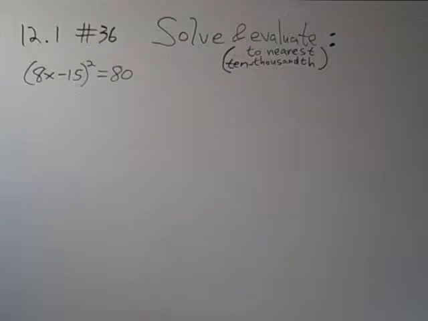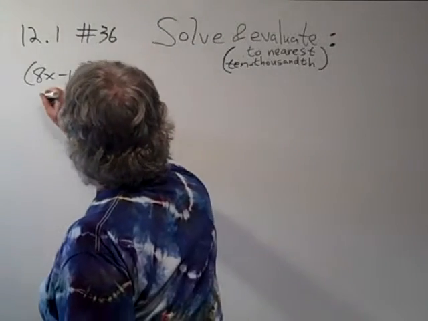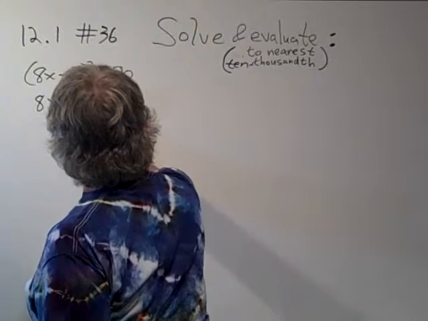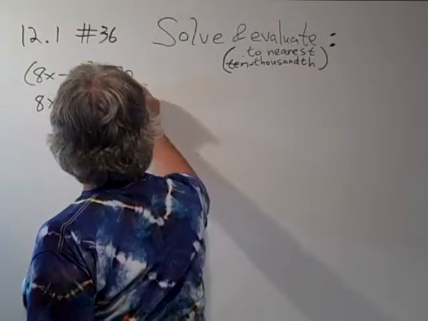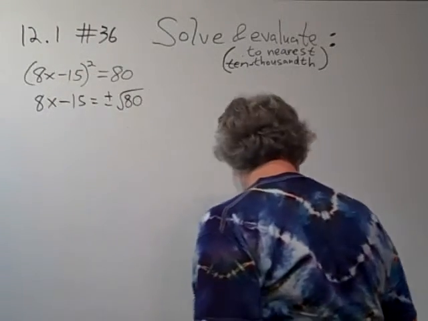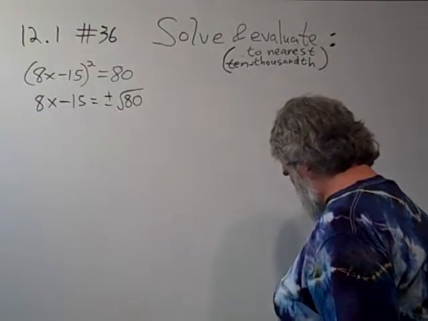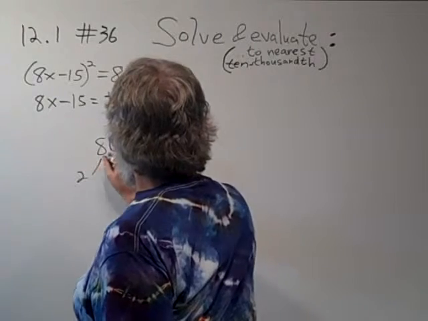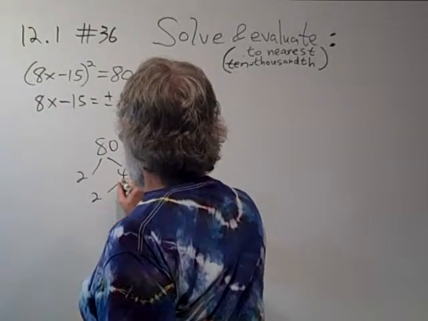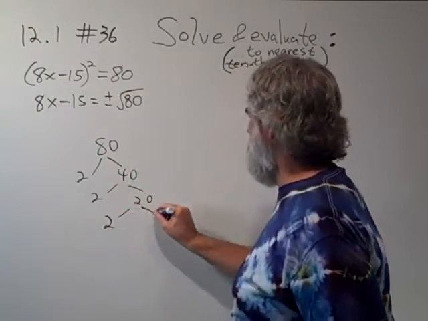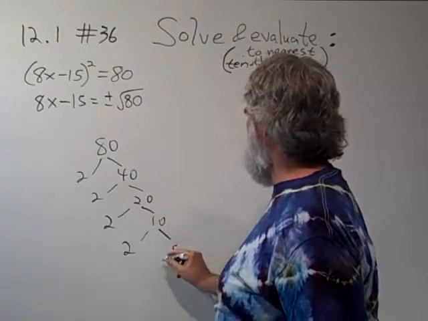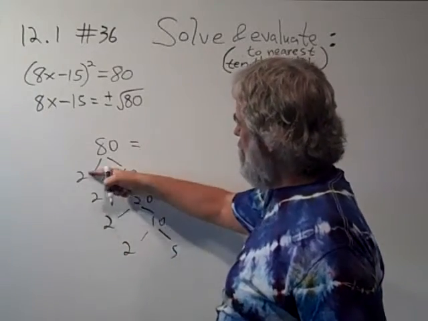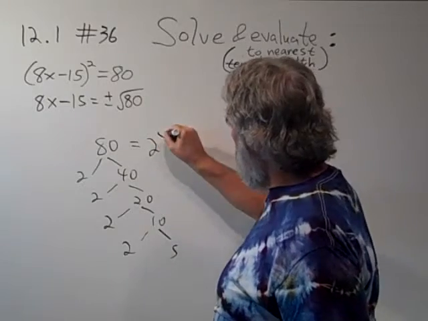First we invoke the square root property, which lets us write this as 8x minus 15 equal plus or minus the square root of 80. Let's look at the prime factorization of 80. 2 goes into 80 40 times, 2 goes into 40 20 times, 2 goes into 20 10 times, 2 goes into 10 5 times. So 80 is equal to 2 to the 4th times 5.